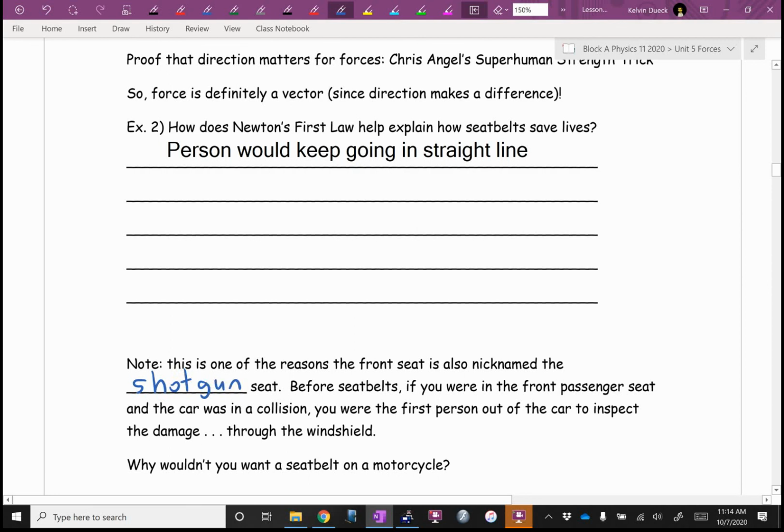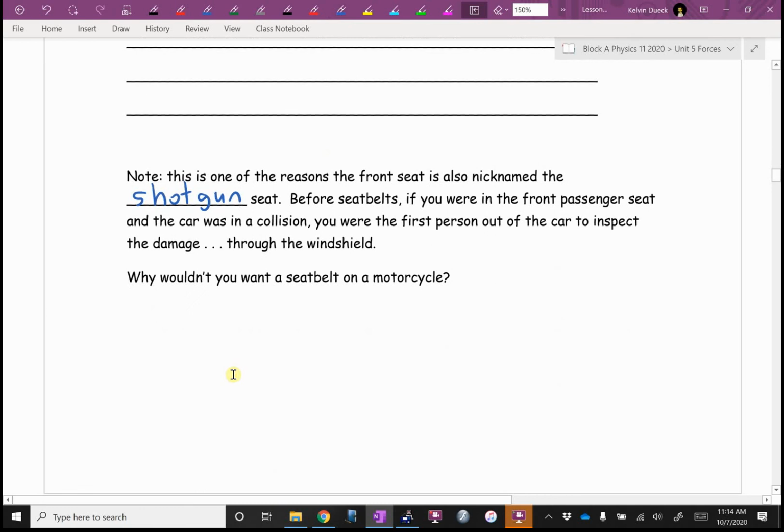Why wouldn't you want a seatbelt on a motorcycle then? Because the motorcycle and you have roughly the same amount of inertia, you're going to tumble together in the wreckage, and that's not what we want. We would prefer you to be separated from the wreckage in a motorcycle accident. But in a car surrounded by a chassis of steel, you're much safer in the vehicle.